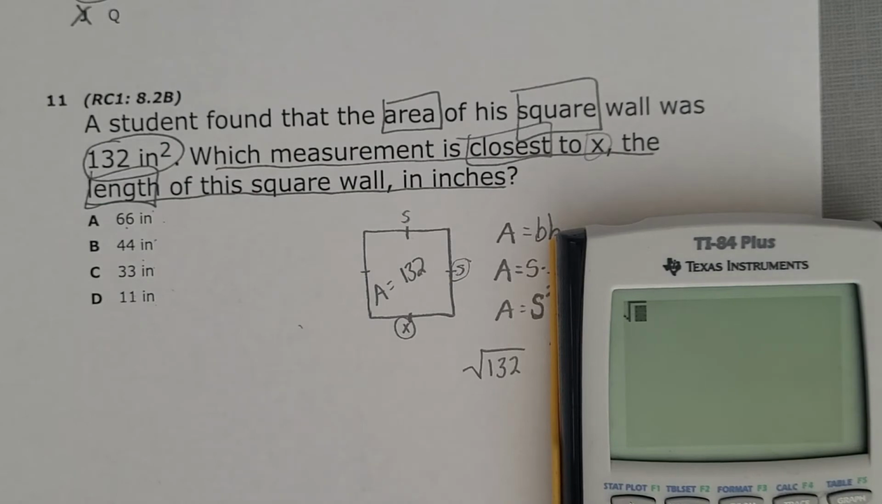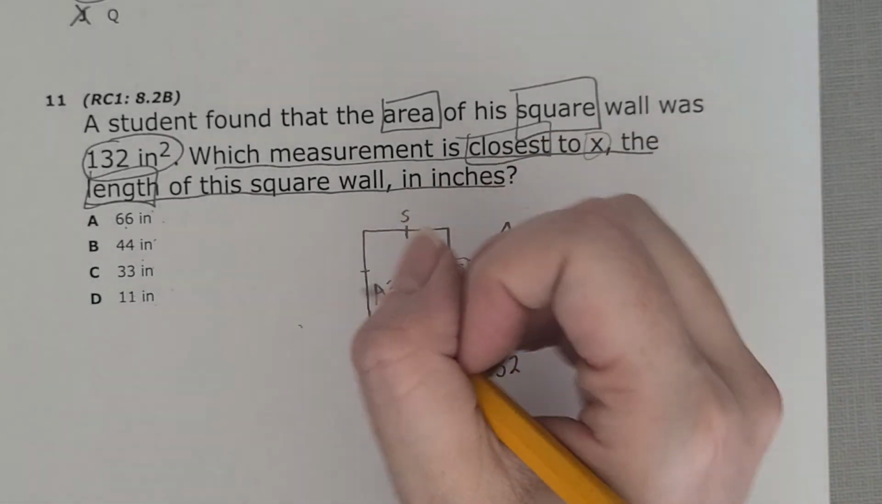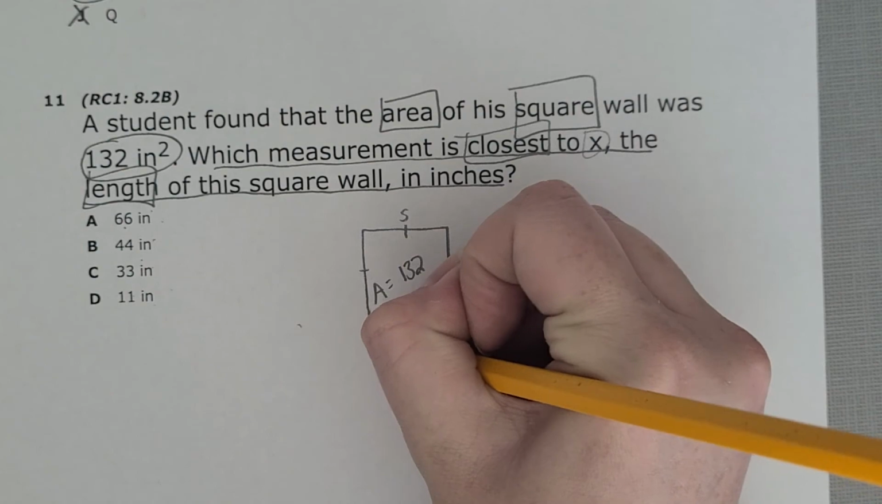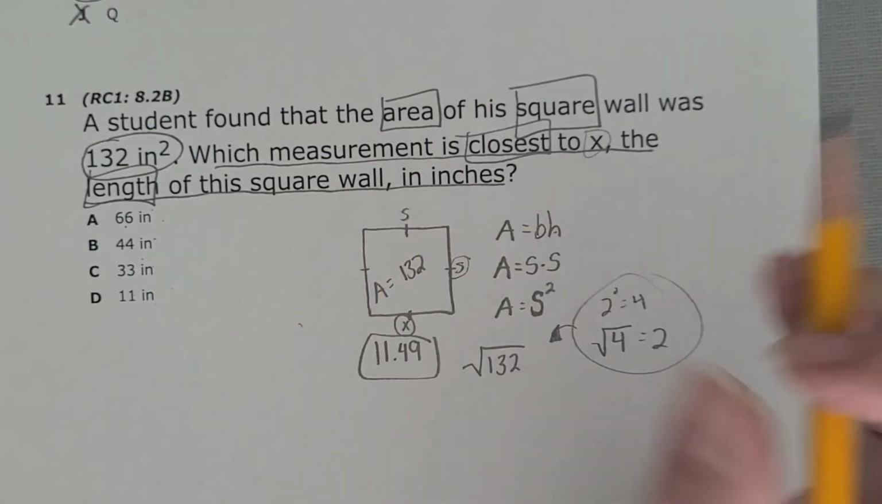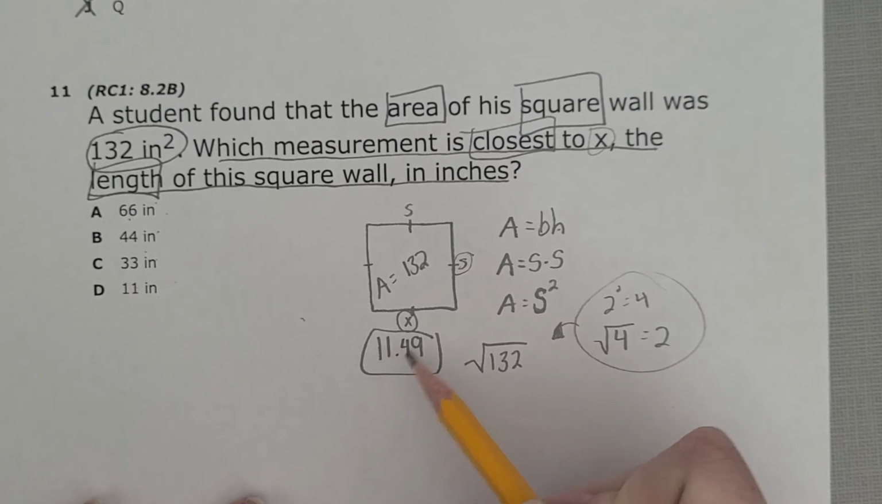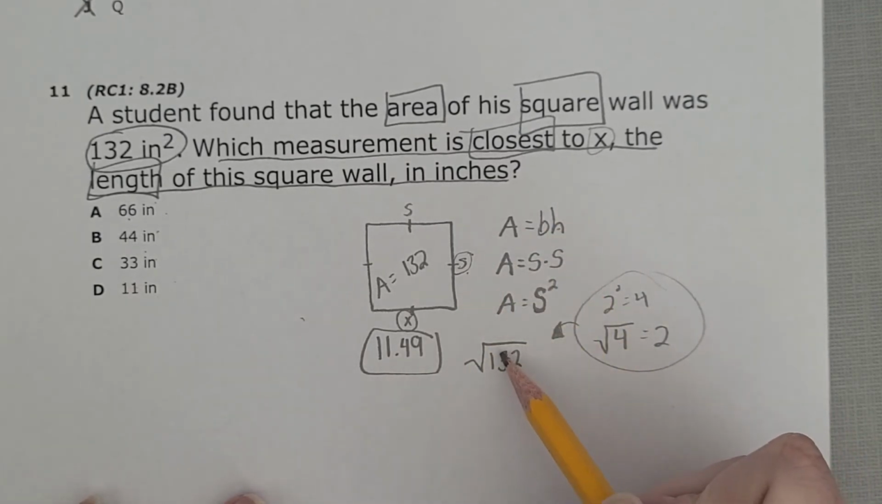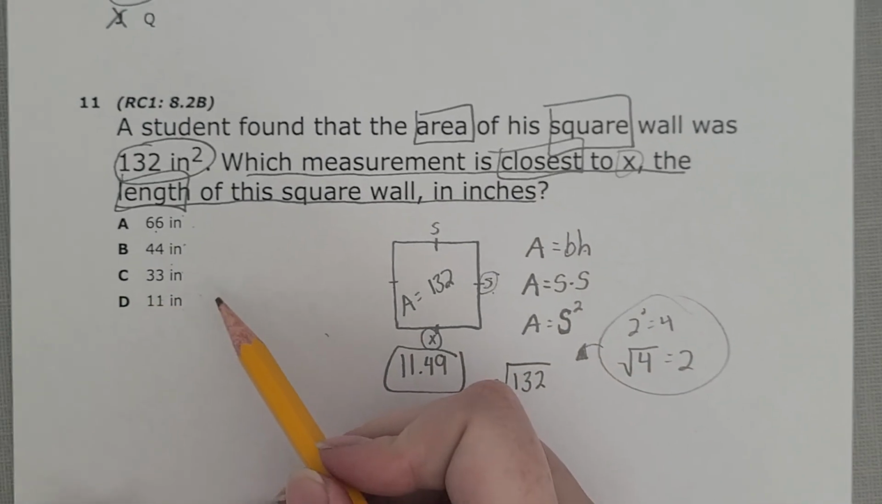If I find the square root of 132, I get 11.489. This tells me I'll probably round it up, 11.49. That should be about what my side length is, because if I do 11.49 times 11.49, that'll get me to about 132.